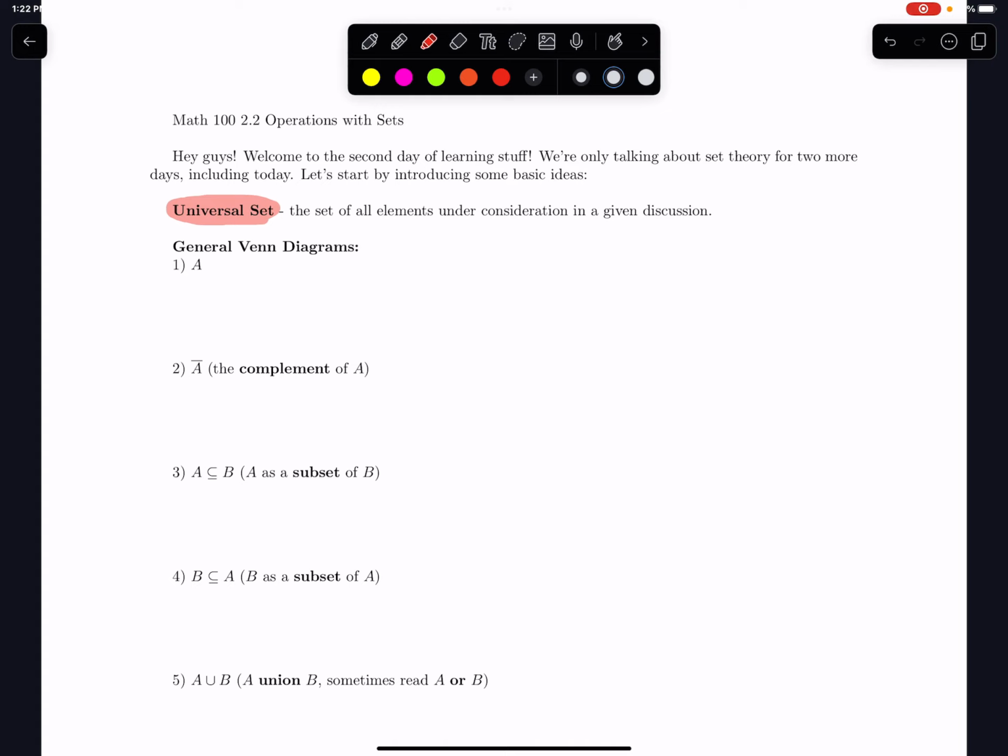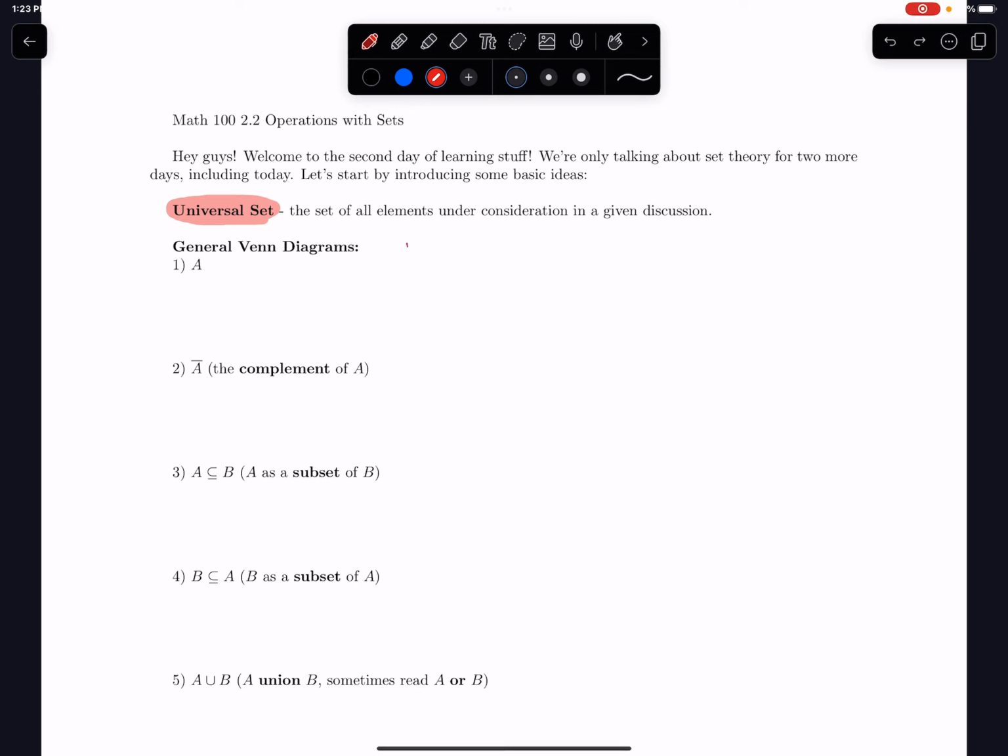Now let's draw some general Venn diagrams, starting with the most simple one, the set A. A is just a random letter that we chose. It could have been any other name, but we're just talking about one single set. So let's start with a picture of it.